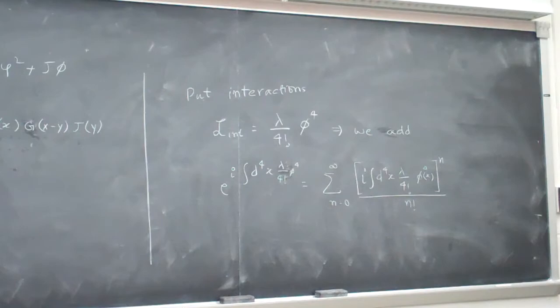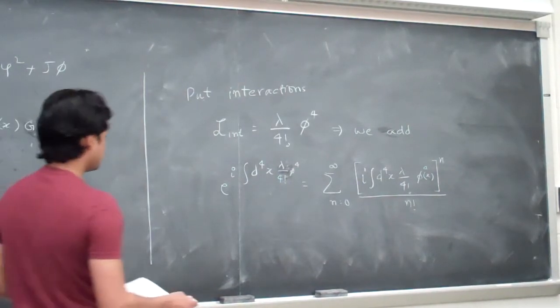And that's what we had. In the master formula we had an e to the minus i H_int, remember? But that is the same as e to the i L_int. So it'll all come out the same. So let me just add that.